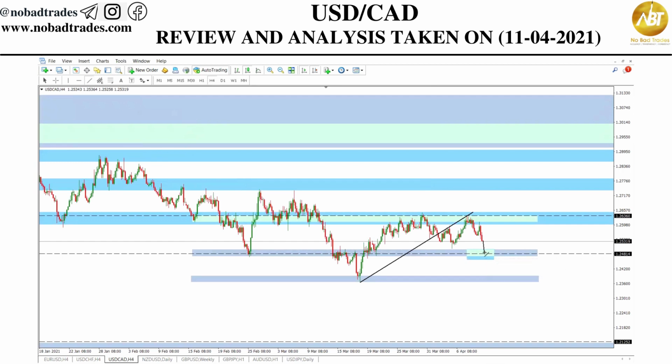We expect if price is going to reject here, we could be having a move to the upside. If price is going to break this level, then we could be having a further push to the downside, which I'm anticipating more of.